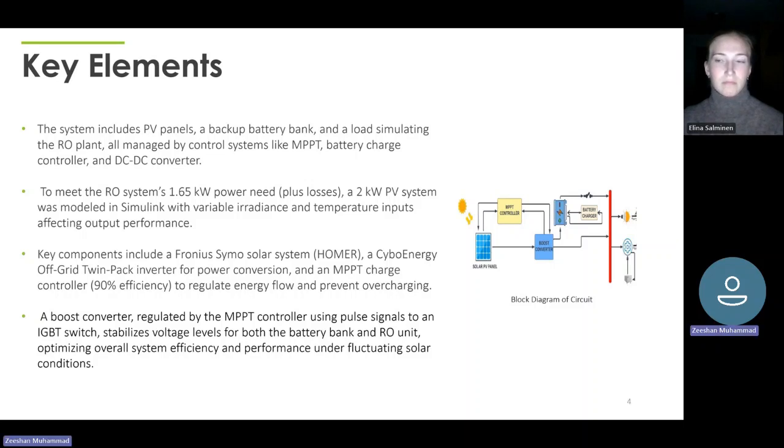On the right side, we have a block diagram explaining how our system would work. Initially, we are getting sunlight on the solar panel. The solar panel is generating power, and that is being optimized by the MPPT controller. After the MPPT controller, we have a boost converter that is supplying power to the battery bank. And from the battery bank, we have a bus that is supplying power directly to our RO load.